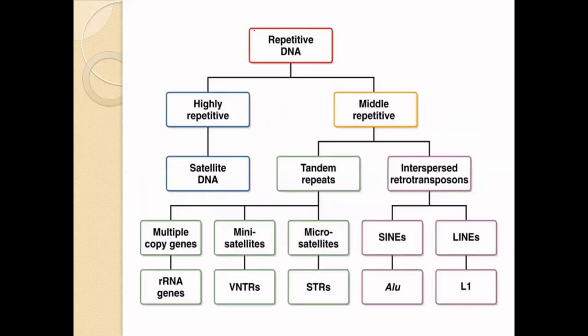So if we see the chart of repetitive DNA, we can divide it into highly repetitive and middle repetitive. The highly repetitive portion is the satellite DNA. Middle repetitive DNA again consists of tandem repeats or interspersed retrotransposons. Tandem repeats include the multi-copy genes, which include the rRNA gene, the minisatellites, which include VNTR, and the microsatellites, which include STR. We will discuss all these things in our next classes. The interspersed elements include SINE and LINE, which is also a very important but interesting topic, and we will discuss it.